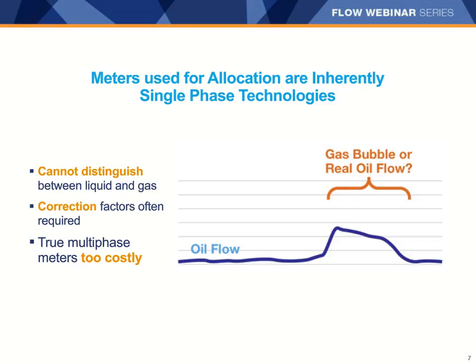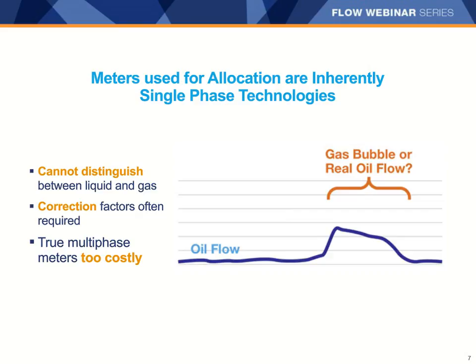When you see, for example, the blue line there that indicates the flow rate through your meter, you see that increase there later on, and you wonder, is that a gas bubble, or is that real oil flow? And that skepticism that is introduced can create tremendous uncertainty and confusion when it comes to forecasting and understanding exactly what a well is producing. Unfortunately, true multiphase meters that would be able to handle this sort of complicated flow are often far too costly for most onshore wells. So we're left with traditional technologies.